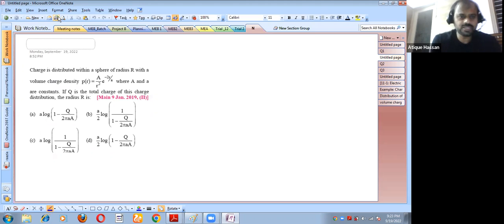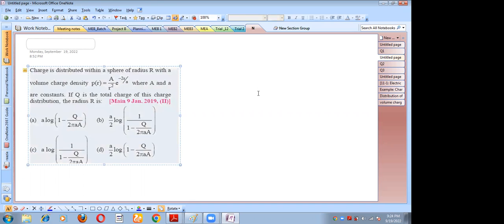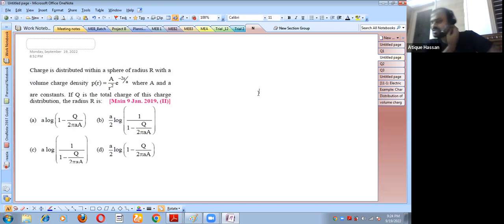So both of you try this question. If you are able to solve it, that will be better. Then I will solve it. This is based on charge distribution. Can both of you see the question? Yes, sir. Okay. This is the JEE Main 2019 question, phase 2.